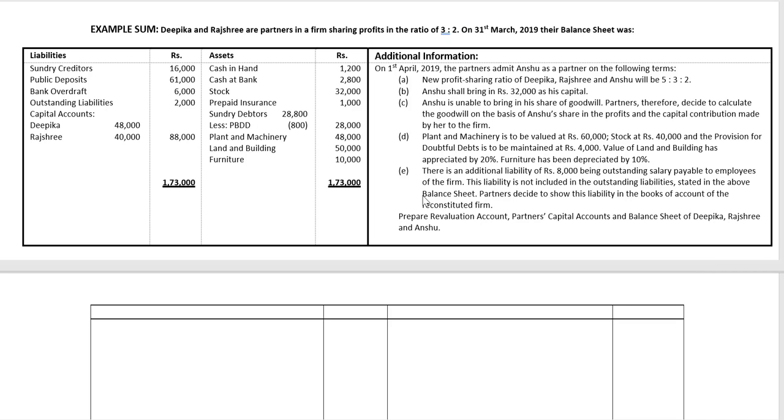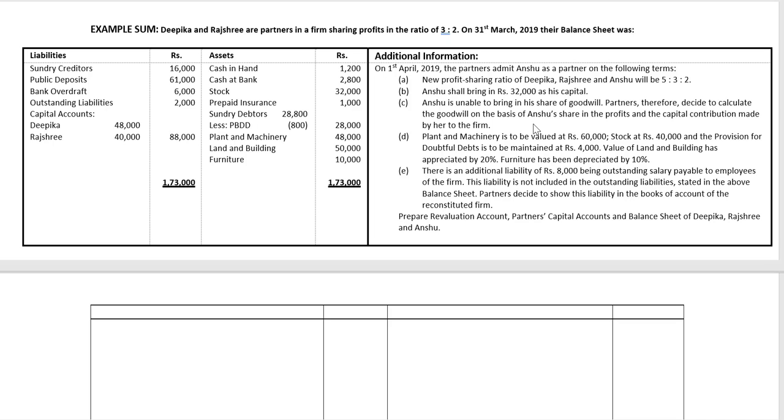Now, point C over here says Anshu is unable to bring in his share of goodwill. Partners therefore decide to calculate the goodwill of the firm on the basis of Anshu's share in profits and the capital contribution made by him to the firm. So this tells us that goodwill has to be calculated based on the incoming partner Anshu's share of profits and Anshu's capital contribution. So this means that this problem has hidden goodwill in it.